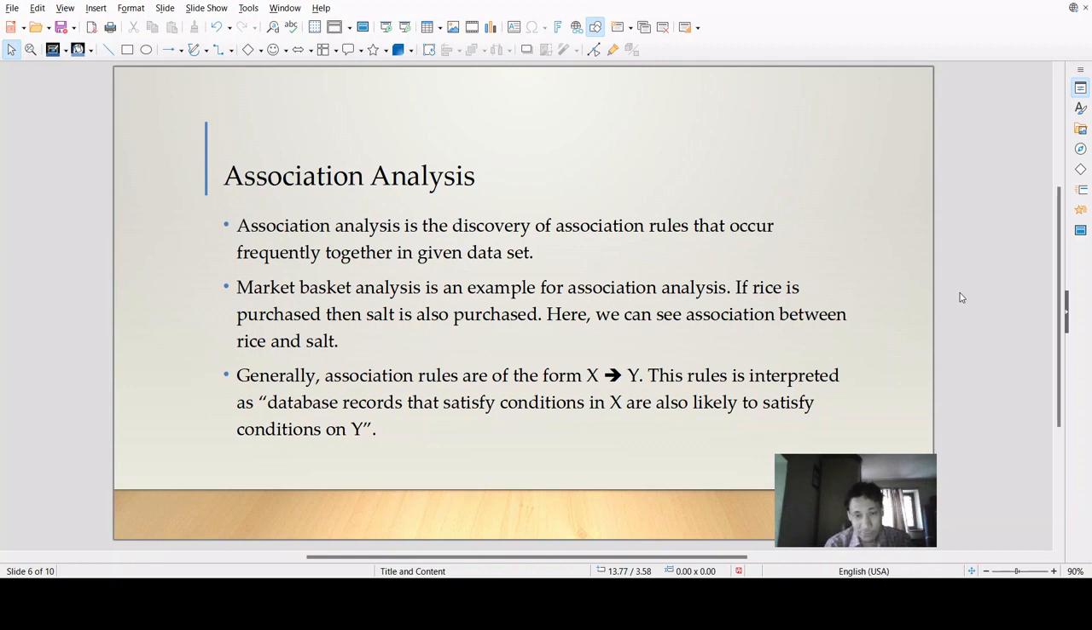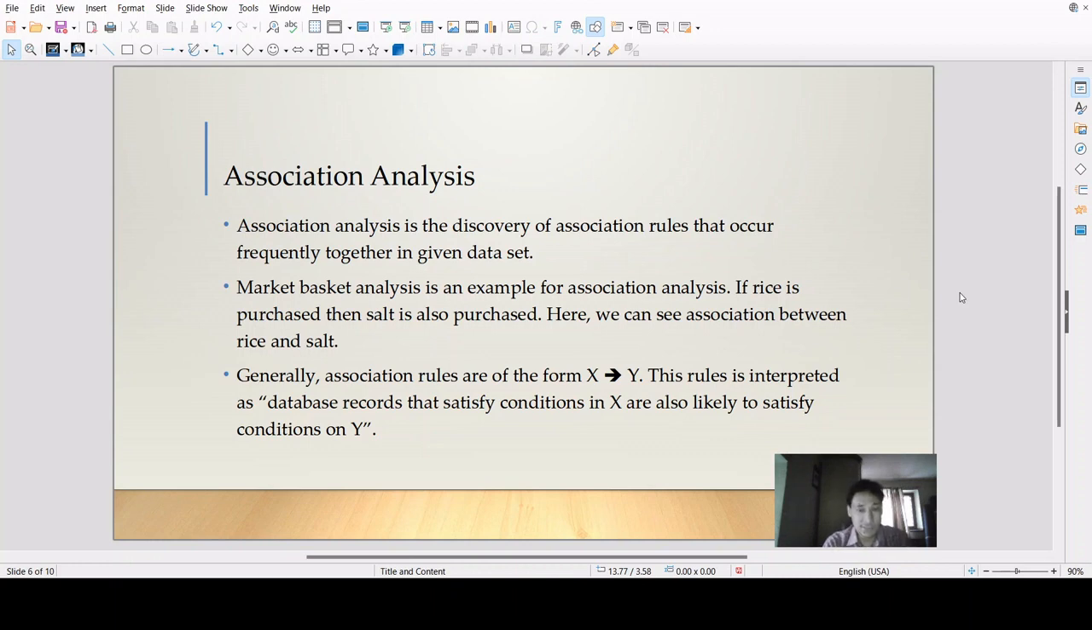So it will be interesting to know what are the two or more items that are purchased together by most of the customers. That is, we are trying to figure out association between the products. What we can say is that if somebody purchases rice, he or she will also purchase salt. That kind of association analysis can be done with the help of data mining algorithms like the Apriori algorithm and the frequent pattern tree algorithm. These are the association analysis algorithms.